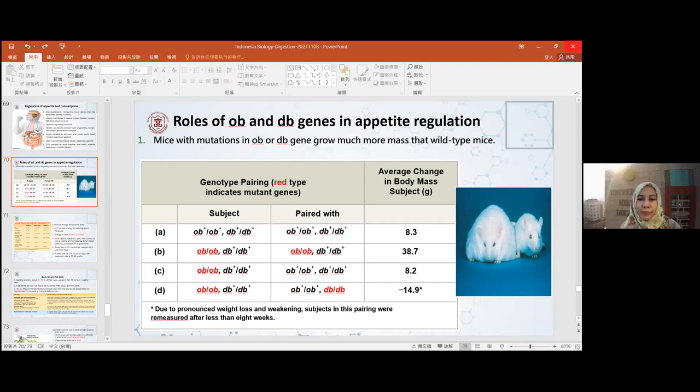Mm-hmm. But it's healthy. But how can we keep the bacteria living in our body and not be killed or something? It's a good question, but I need to find some evidence to say that. Yes. Okay, Prof.